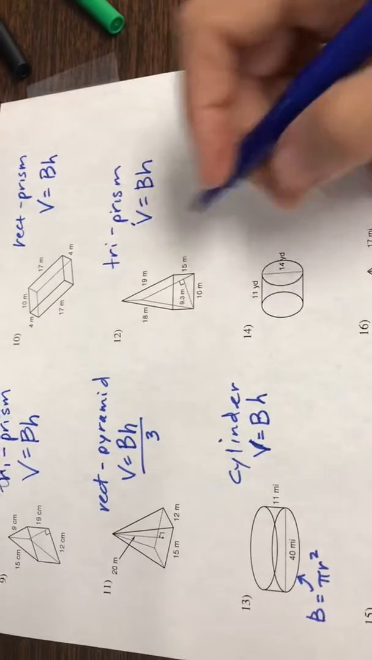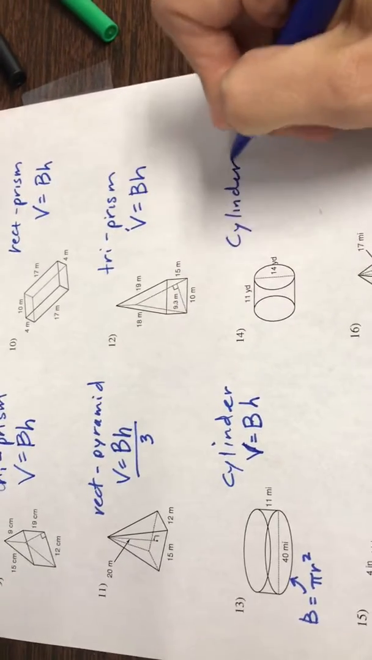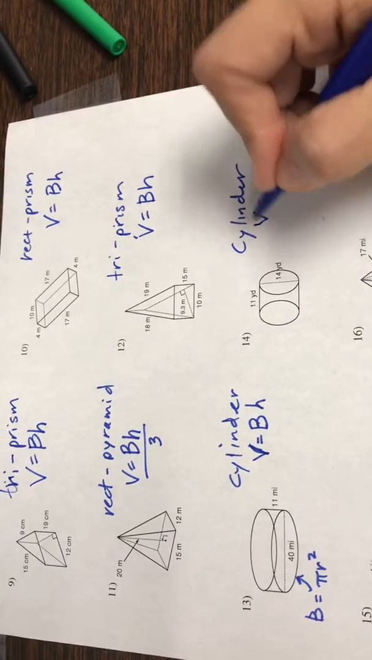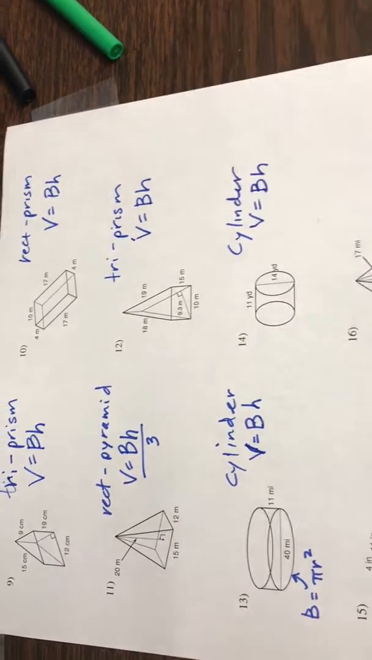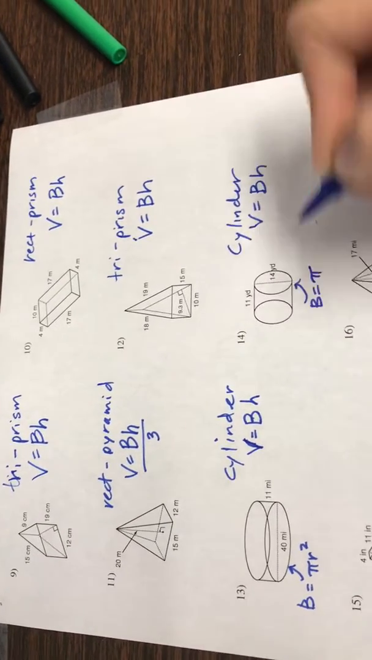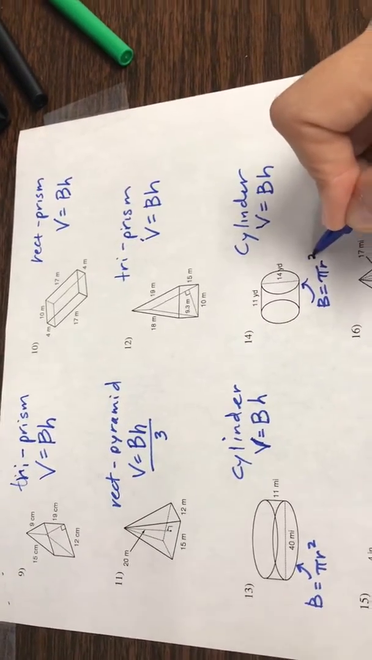Okay, this is a cylinder again. So the volume of anything in the universe, as long as it's made by stacking the same size shape, is just the area of the base times the height. But once again, the base here is a circle, and the formula for a circle is pi r squared.